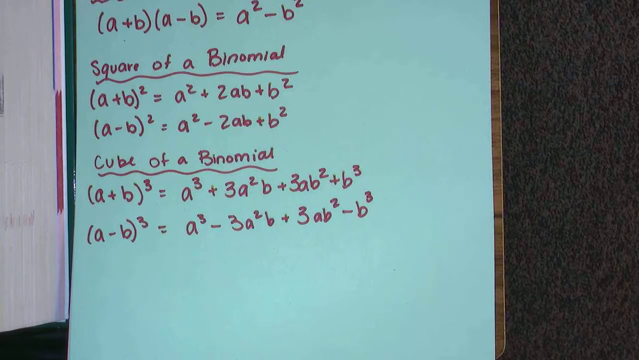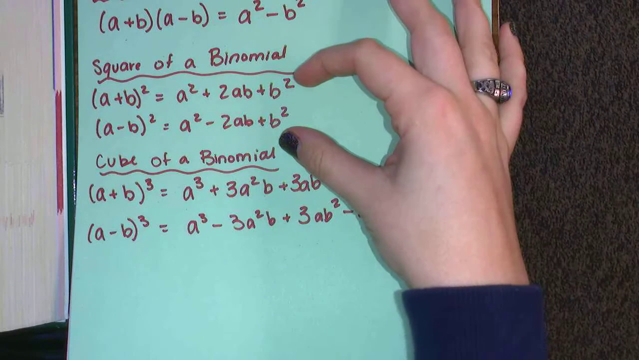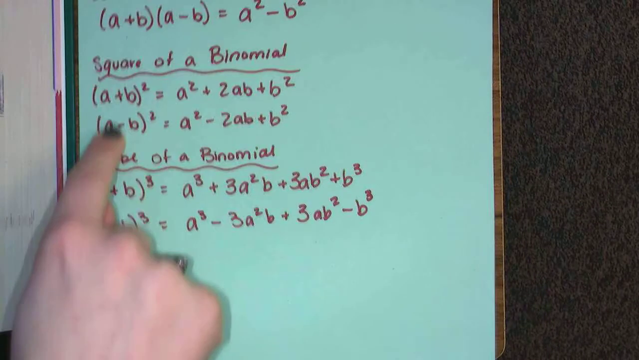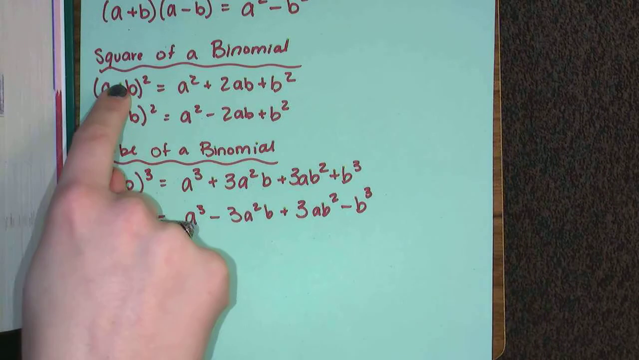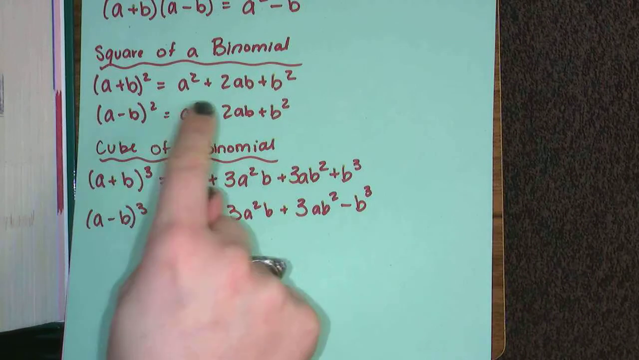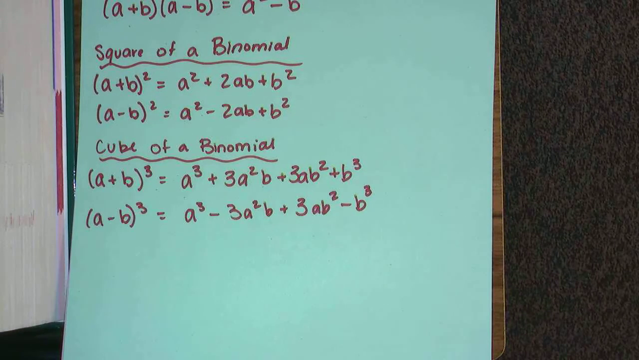For the square of the binomial, that's a plus b squared or a minus b squared. The only difference with these two is that the sign here matches whatever these are. So if this is positive, this is positive; if this is negative, this is negative. So a squared plus or minus 2ab plus b squared.